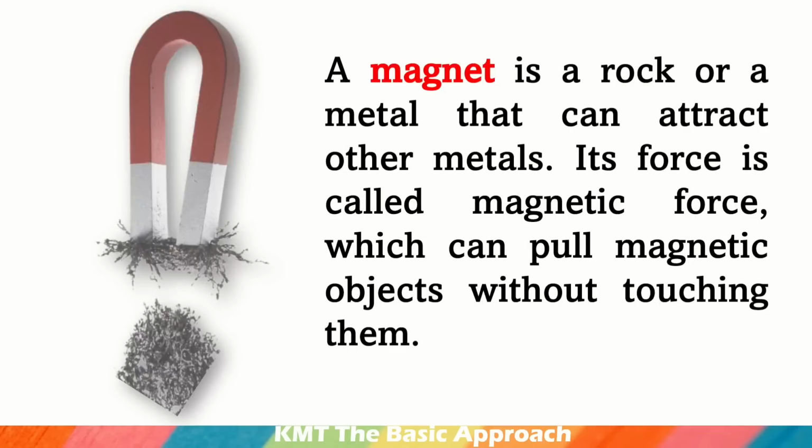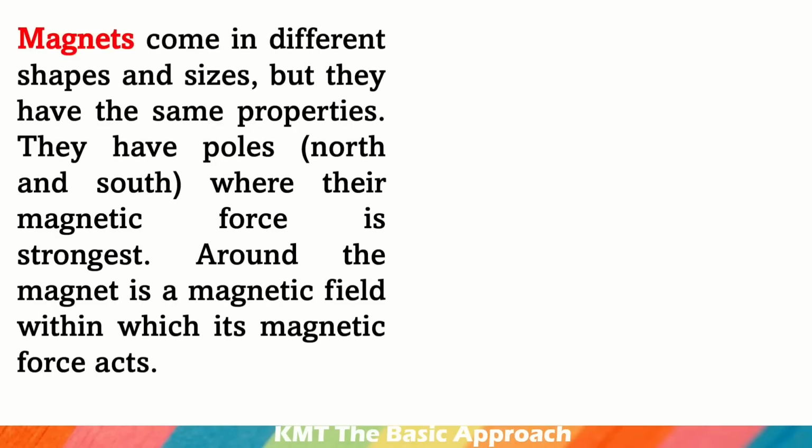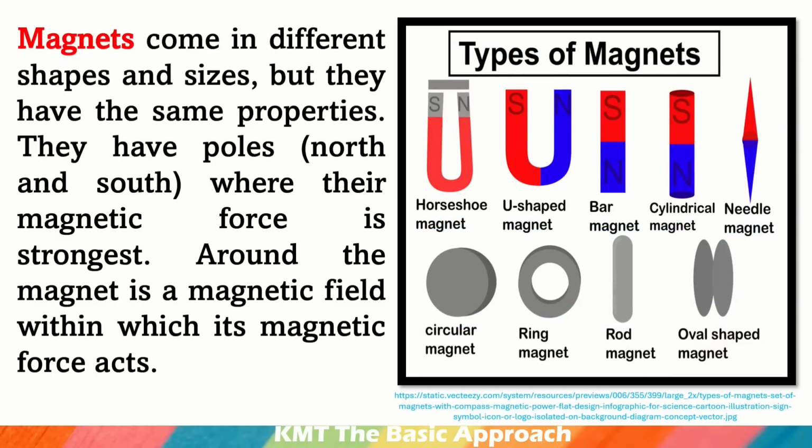A magnet is a rock or a metal that can attract other metals. Its force is called magnetic force, which can pull magnetic objects without touching them. Magnets come in different shapes and sizes, but they have the same properties. They have poles, north and south, where their magnetic force is strongest. Around the magnet is a magnetic field within which its magnetic force acts.